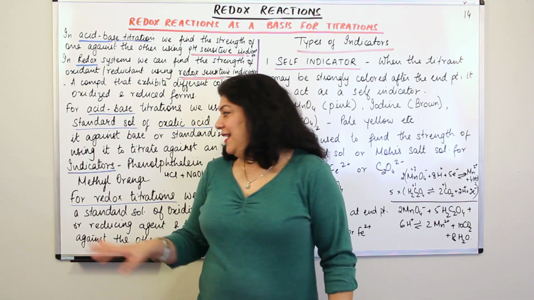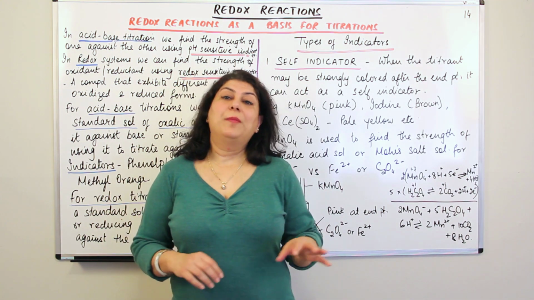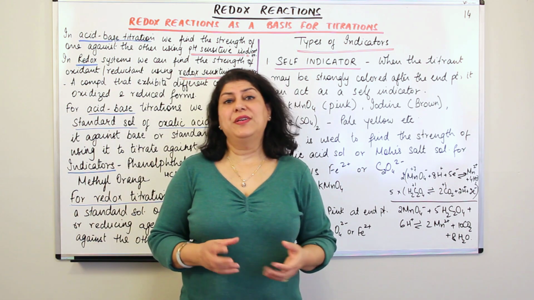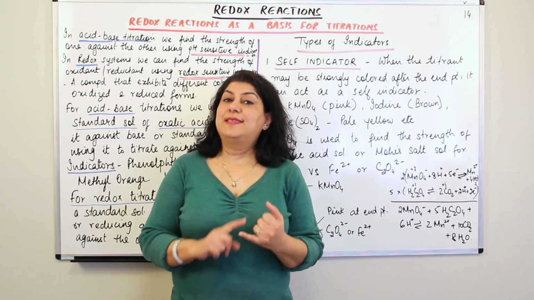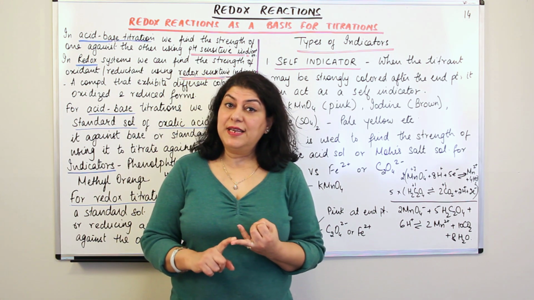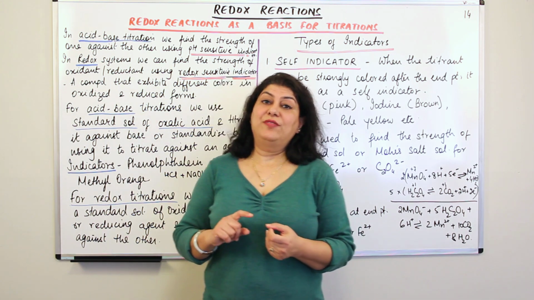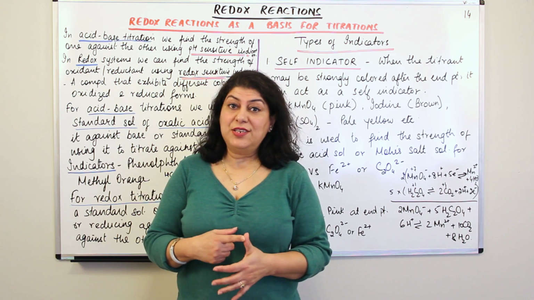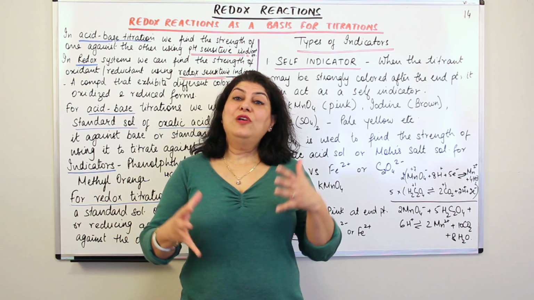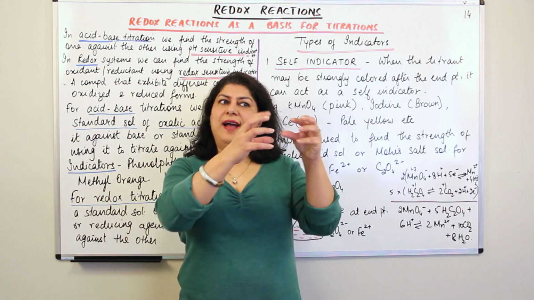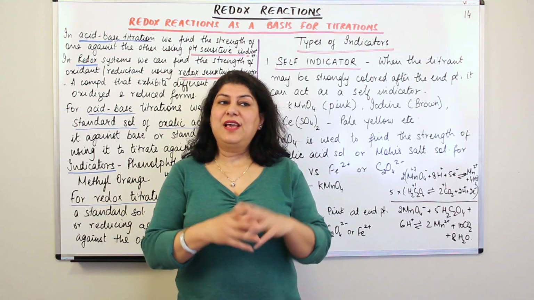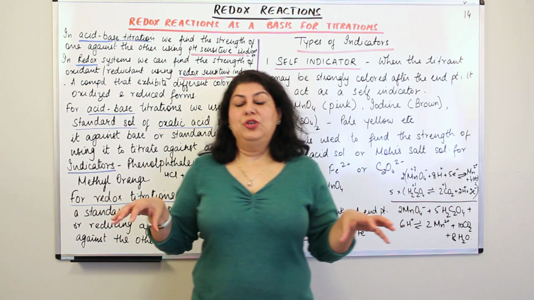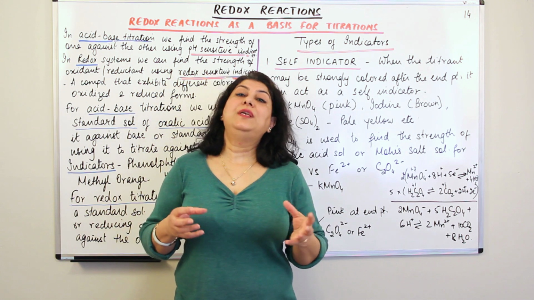Having understood this, let us now talk about the types of indicators. There are different types of redox indicators. You have self-indicators, internal indicators, external indicators, the potentiometric method, and starch, which acts as an indicator. All of these indicators work differently, and therefore we need to study their titrations separately. In your topic, you are only going to study or understand about these indicators.